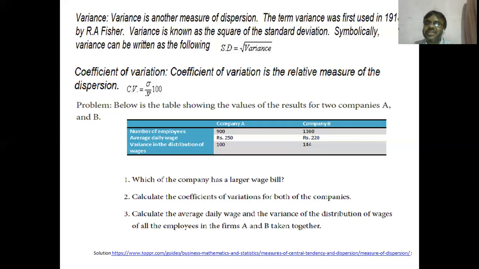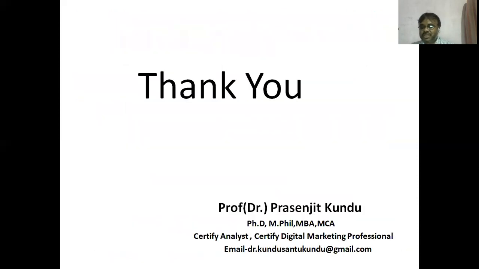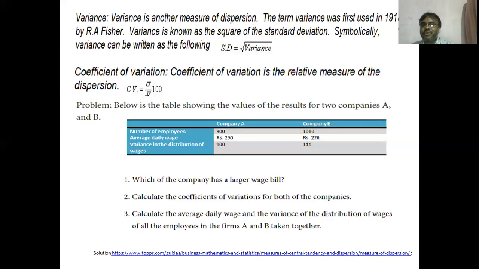Third, calculate the average daily wages and the variance of the distribution of wages. So these three you can very easily compute by using the standard deviation is equal to the root of the variance, because the average daily wage is given, that is the mean, and the variance is given, that is 100. So the square root of 100 is equal to the standard deviation. In this manner, you can very easily calculate. I hope it is clear.